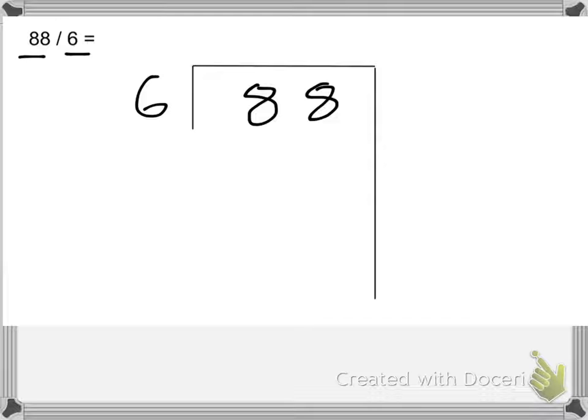Again, I'm going to start my process by underlining the very first digit, so my 8. Then I'm going to ask myself, can 6 go into 8? Absolutely it can. How many times can 6 go into 8? Just one time. Okay, and then 6 times 1 equals 6, and that's going to go under my underline here.